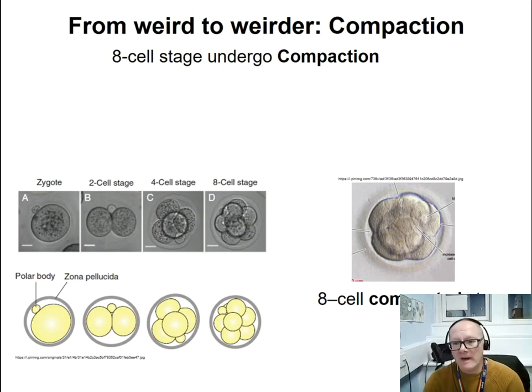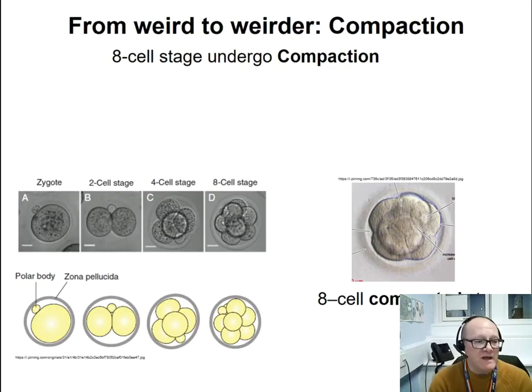Well, it is because by the stage of 8 cells, the embryo undergoes a process that is called compaction. So here in this nice picture from A, B, C, and D, you see the different stages of cell division, which are also represented in this sketch below. So you have a zygote, and you can identify the polar body. After one cell division, we have 2 blastomeres. After a second cell division, we have 4 blastomeres. And then after another cell division, we have 8 blastomeres. So we have an embryo with 8 cells.